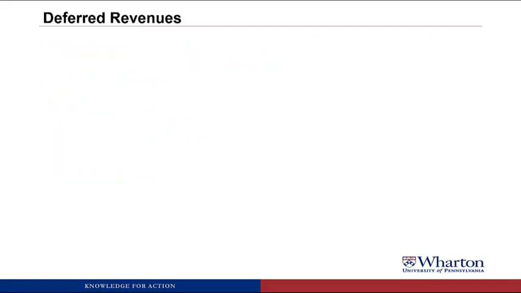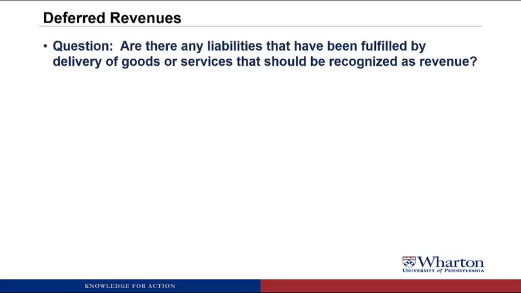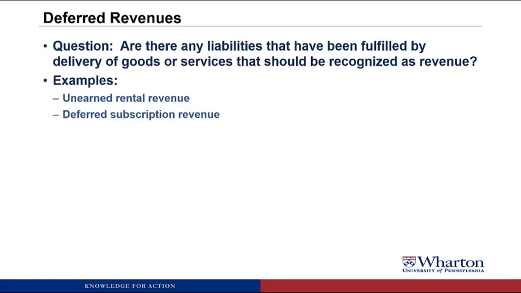Next, we have deferred revenues. So as our accountant starts receiving all sorts of text messages from his friends saying, hey, when are you going to come out to the New Year's Eve party? It's getting late. The accountant has to put away his phone and think to himself, are there any liabilities that have been fulfilled by delivery of goods or services that should be recognized as revenue? So the accounts involved here will be things like unearned revenues or deferred revenues.